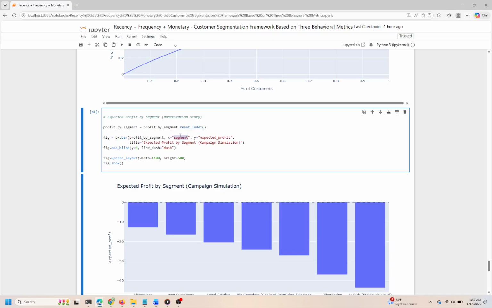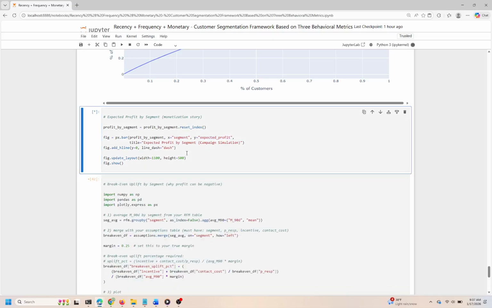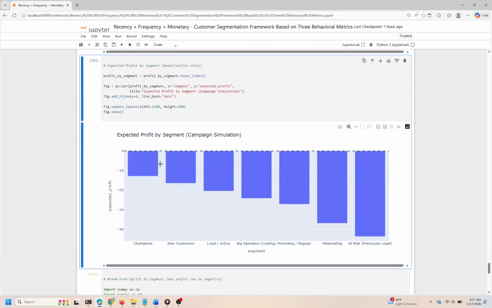Next, we leverage the Plotly Express library to generate a bar chart that displays each segment along the x-axis and its corresponding expected profit on the y-axis. This visual representation allows us to quickly assess how each segment performs in terms of profitability.